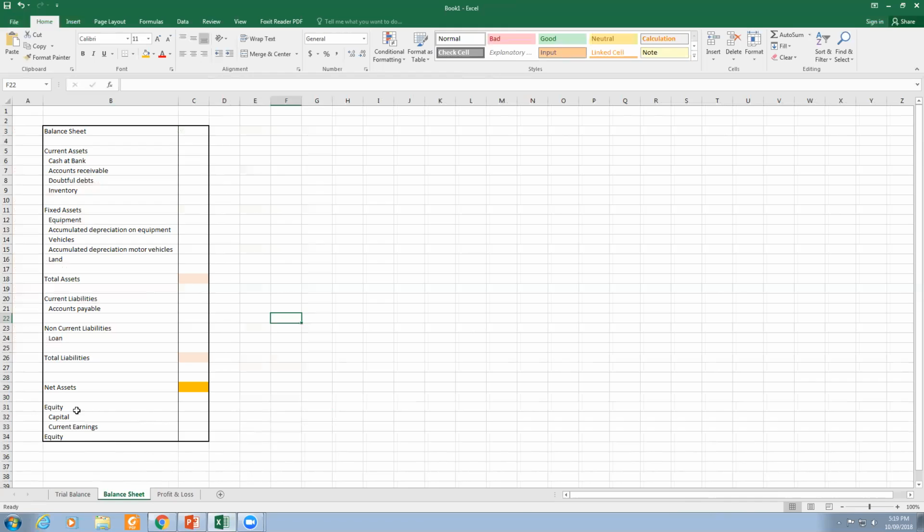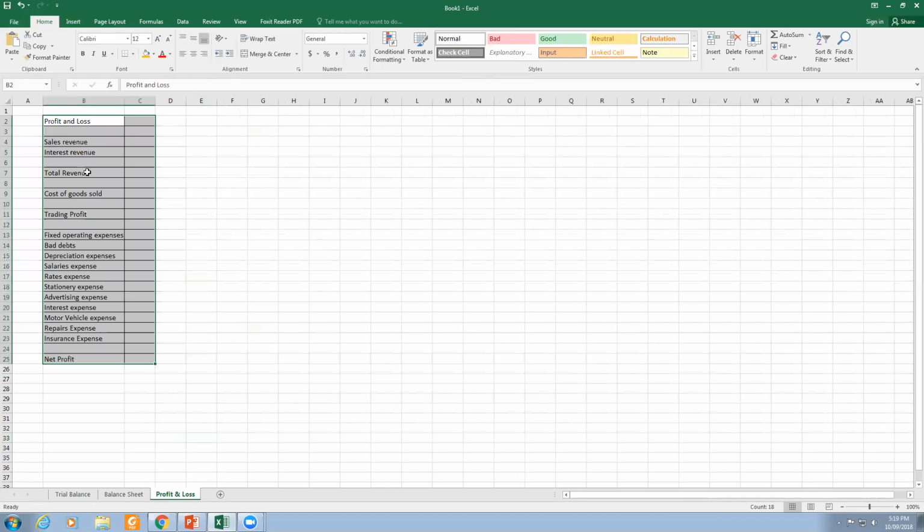And the equity part should be this part, and these should be the same amount, and these and these should be the same amount. If it's not the same amount, then maybe you have made a mistake on your balance sheet.